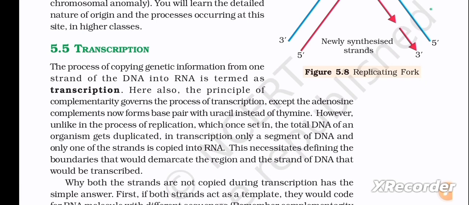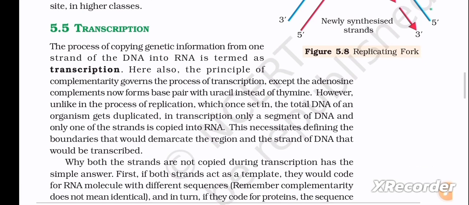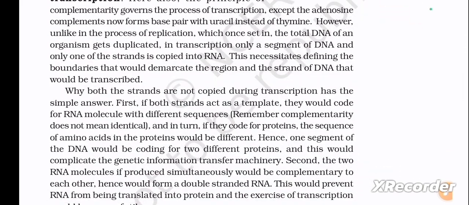This necessitates defining the boundaries that would demarcate the region and the strand of DNA that would be transcribed. Why both the strands are not copied during transcription has a simple answer. First, if both strands act as a template, they would code for RNA molecules with different sequences. Remember, complementarity does not mean identical. And in turn, if they code for proteins, the sequence of amino acids in the proteins would be different.